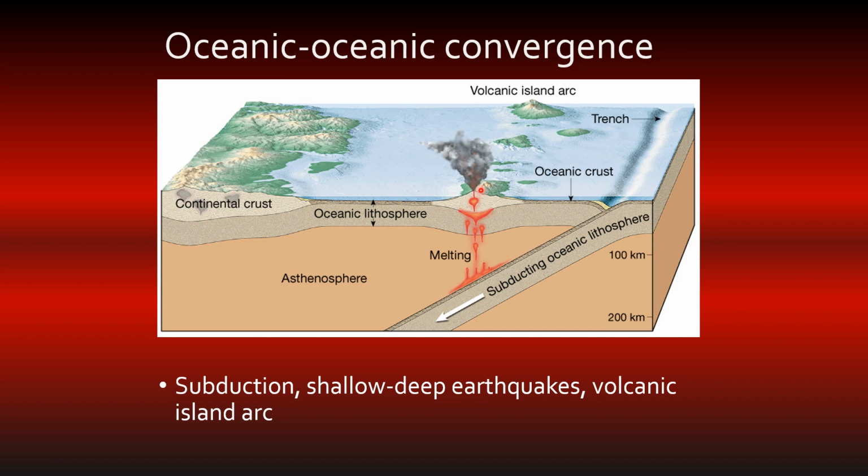To some extent, Japan is very much like this, although it's formed by a slightly different process, but there is subduction happening between two oceanic lithospheres. Hawaii, on the other hand, is not this. There is no subduction in the middle of the Pacific, but we'll get to that.